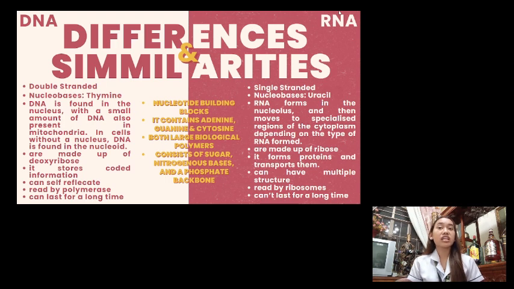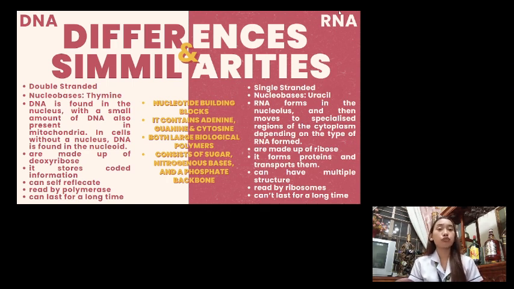DNA is made up of deoxyribose, while RNA is made up of ribose. DNA also stores coded information, while RNA forms proteins and transfers them. DNA can self-replicate, while RNA can have multiple structures. DNA is read by polymerases, while RNA is read by ribosomes. And lastly, DNA can last for a long time, but RNA can't last for a long time.